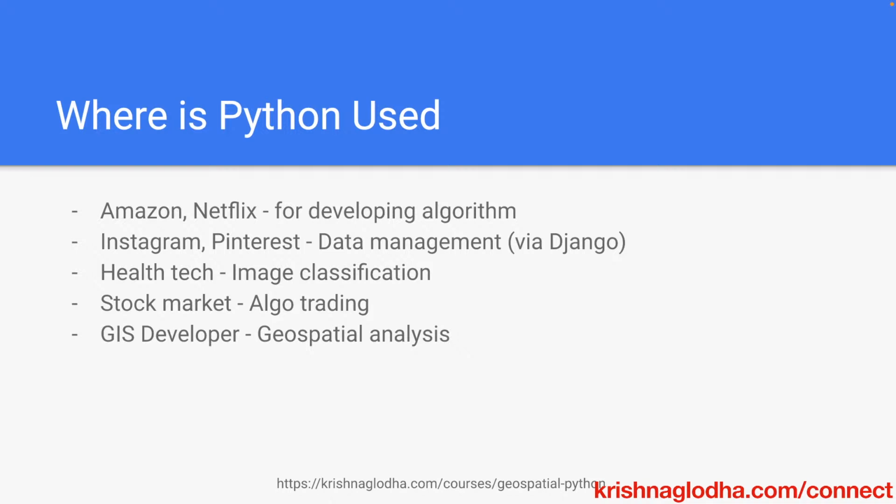Whenever you search anything on Amazon, you can see that all related searches start popping up. All this is because the people at Netflix and Amazon are extensively using the capabilities of Python to create algorithms based on your search and your search history. When you consider websites like Instagram and Pinterest, they use Django as a framework to do their data management. And Django, of course, is an extended framework written on Python. So ultimately, they are also using Python.